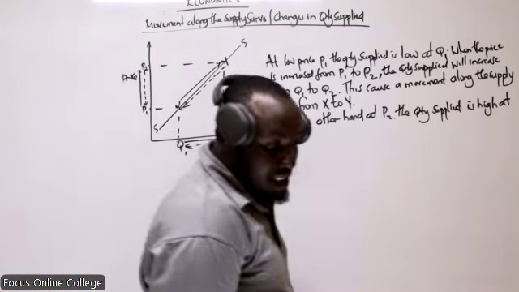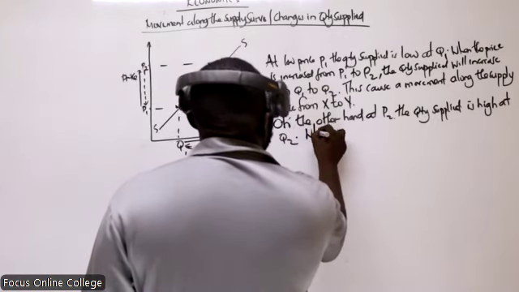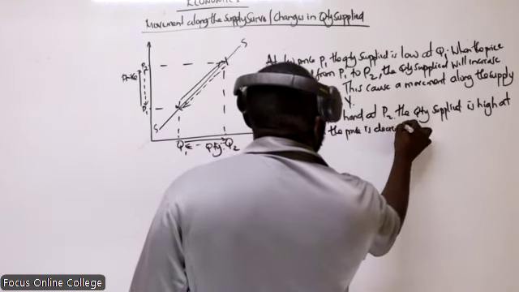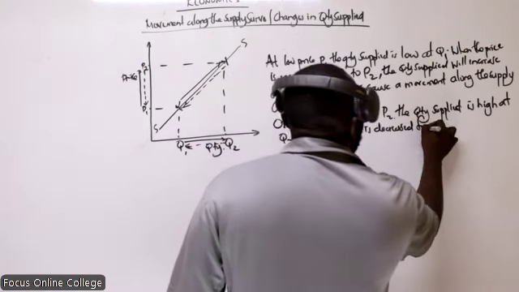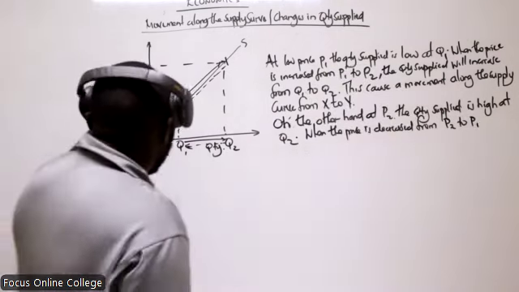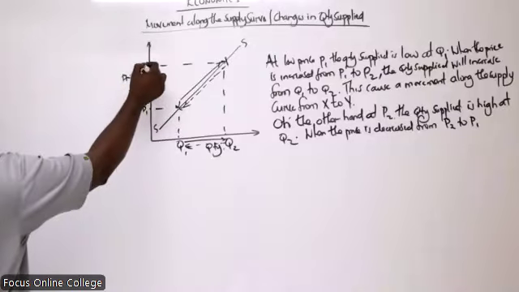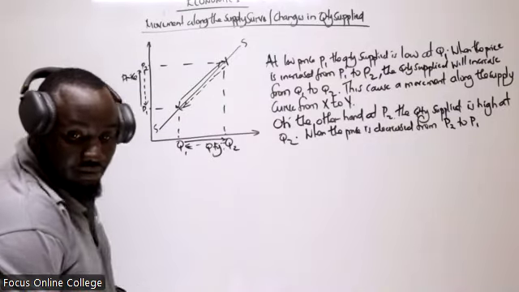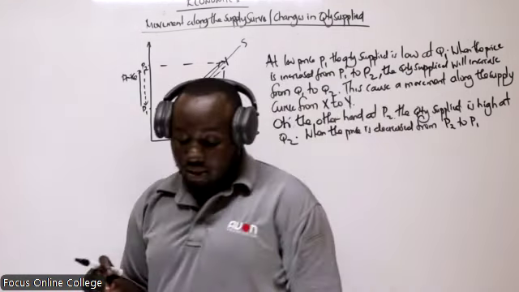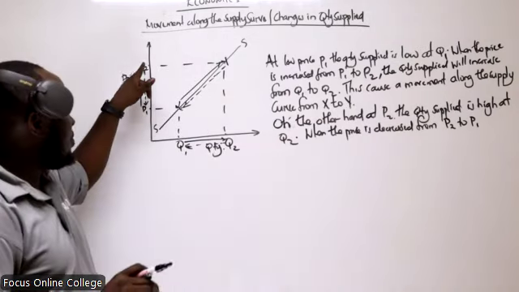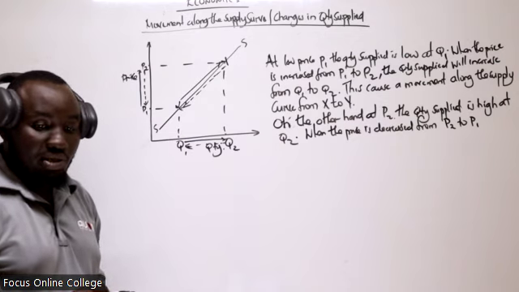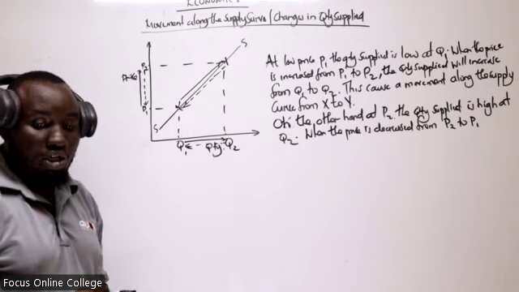Then when the price is decreased from P2 to P1, what happens, Kitawe? When the price is decreased from P2 to P1, what happens?